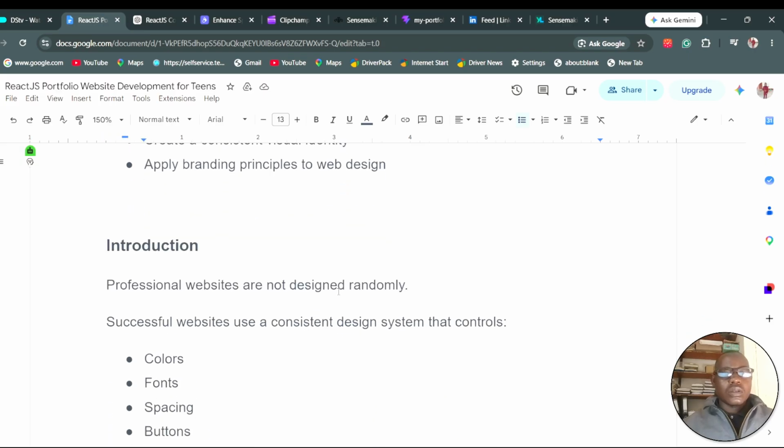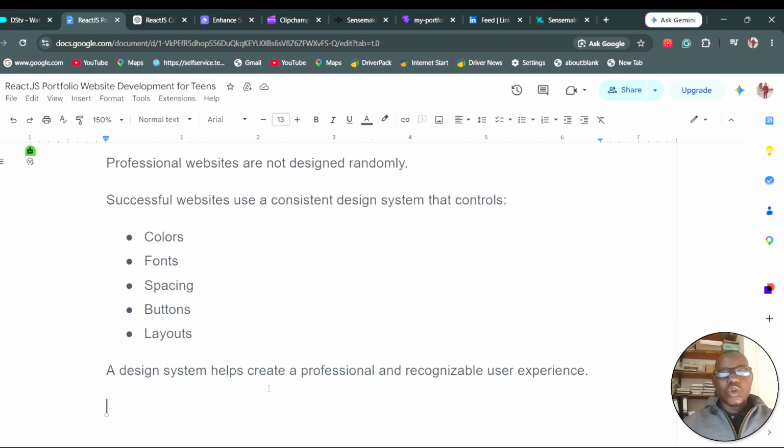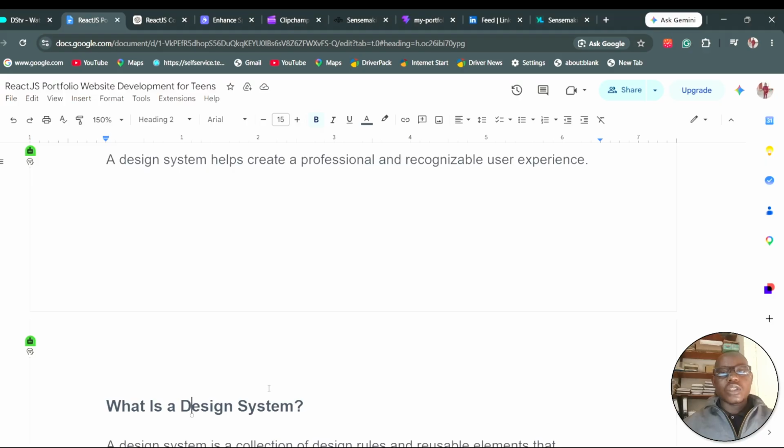So when we talk about functional websites, they are not just designed randomly, but they are designed in such a way that people like to see them. The successful websites use consistent design systems like colors, fonts, tones. These are the things which consist in a design system. A design system helps to create a professional and recognizable user experience.